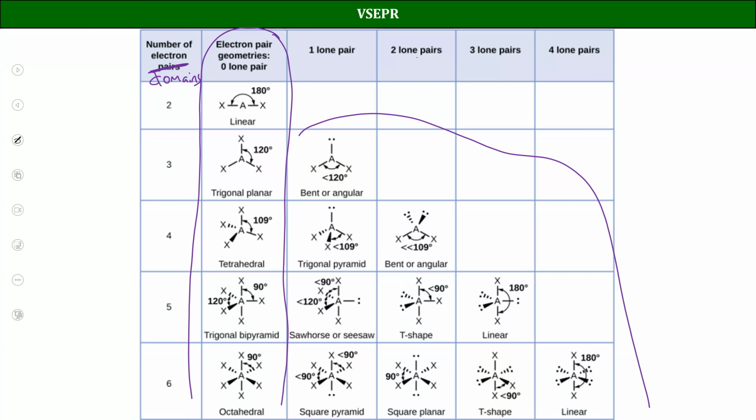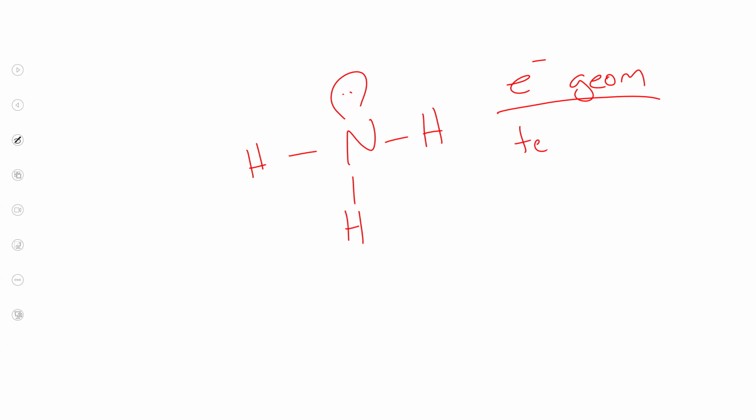If there's a lone pair though, based on how many lone pairs you have, you stay in the same row as your electron geometry and you look over. Right, so NH3, ammonia. Lewis dot structure for NH3 looks like this. How many total electron domains do we have? 4. So its electron geometry is tetrahedral.